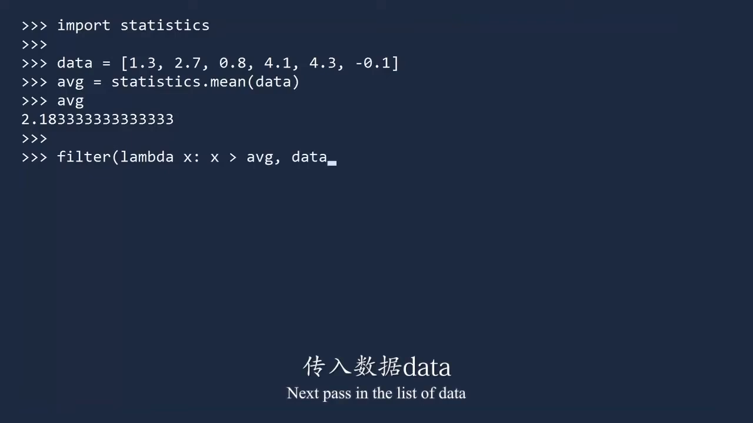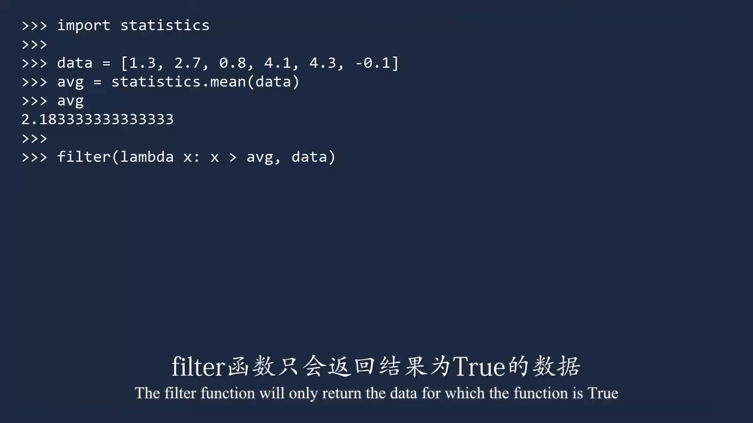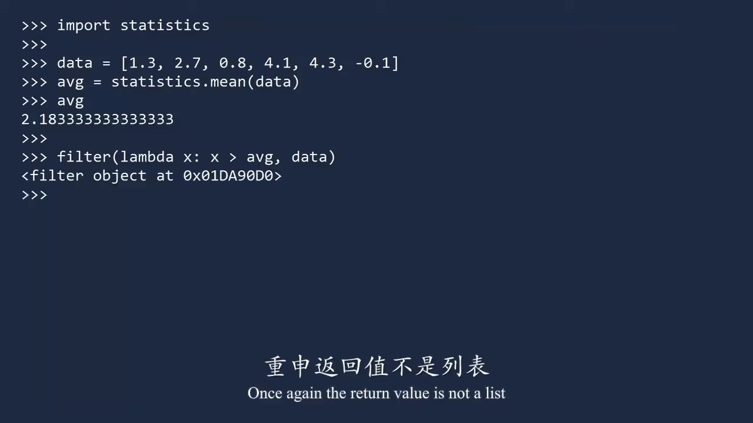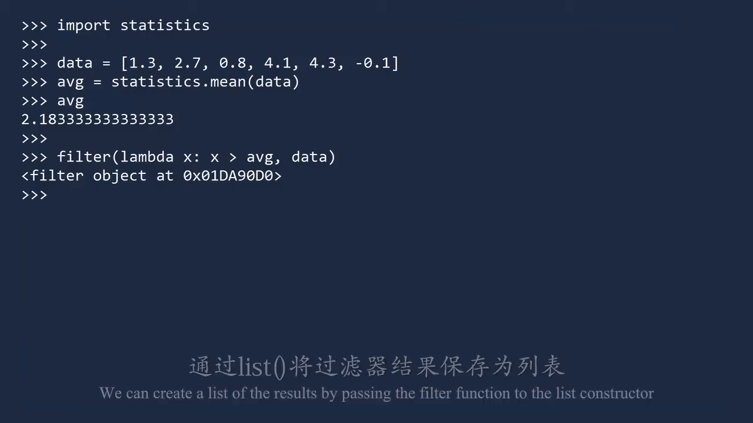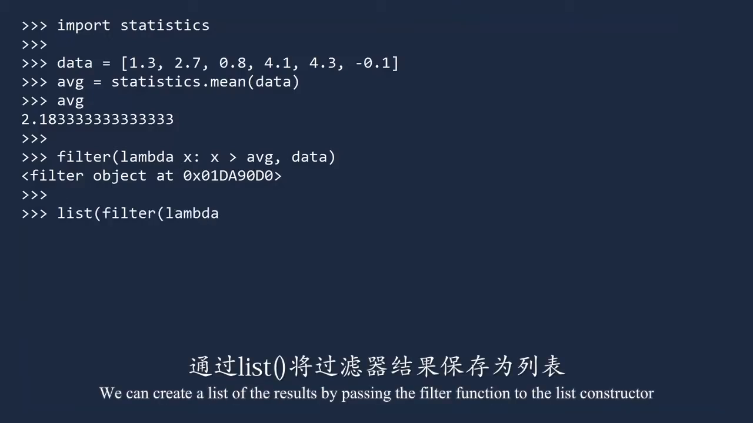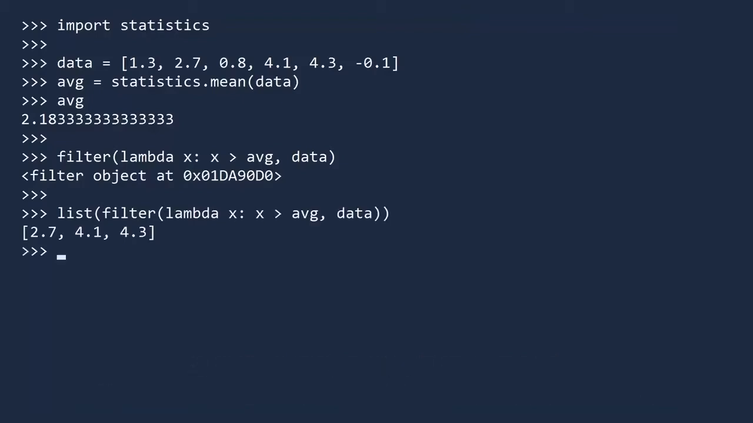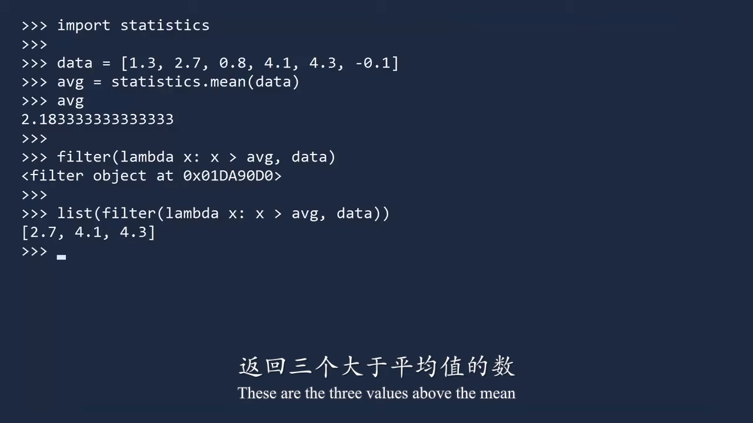Next, pass in the list of data. The filter function will only return the data for which the function is true. Once again, the return value is not a list, but a filter object, which is an iterator over the results. We can create a list of the results by passing the filter function to the list constructor. It worked. These are the three values above the mean.